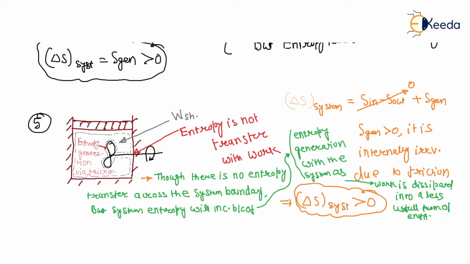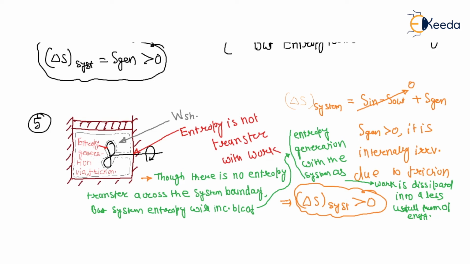Though there is no entropy transfer across the system boundary, the system entropy will increase. Why? Because of entropy generation within the system, as work is dissipated into a less useful form of energy. One key point is that when you transfer work from the system, if there is a less viscous fluid, this work will be responsible for displacing the system boundary more and more. This is your useful work. So there is less and less unuseful work, and less and less entropy generation.